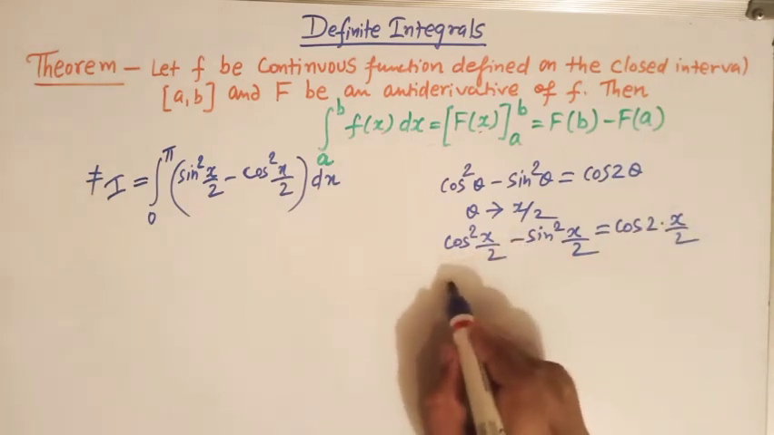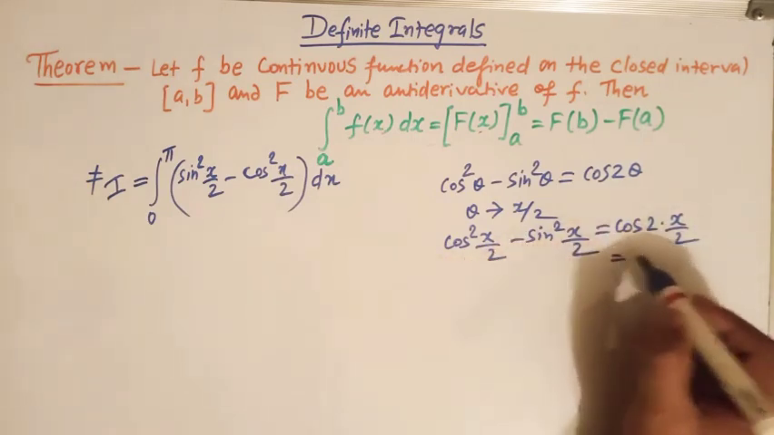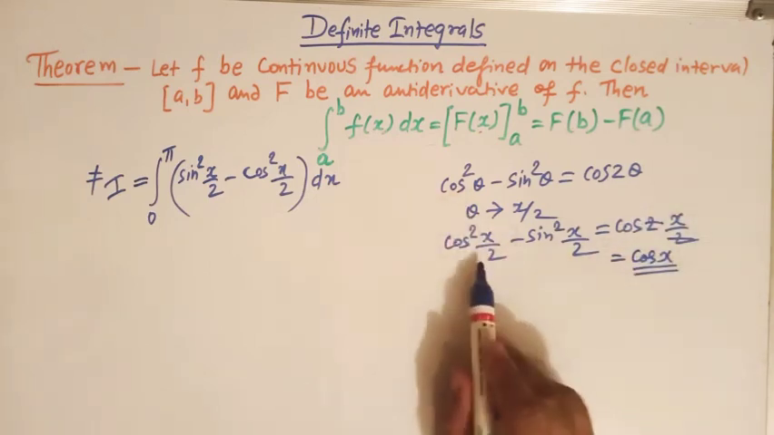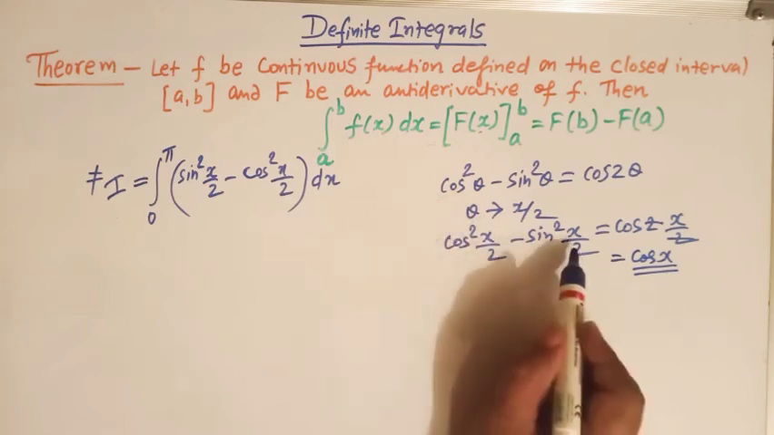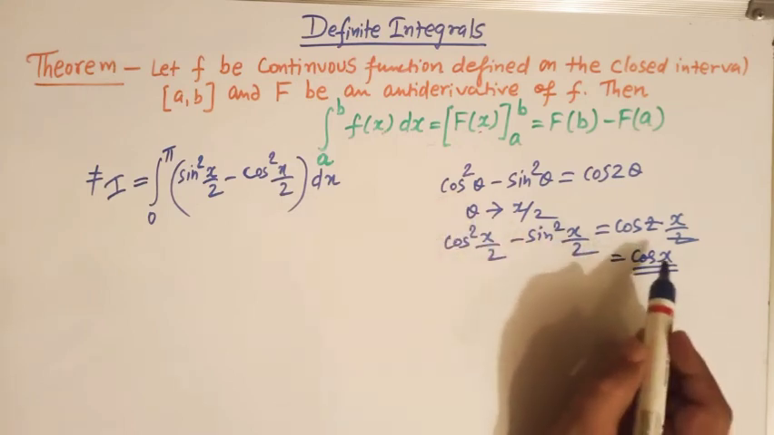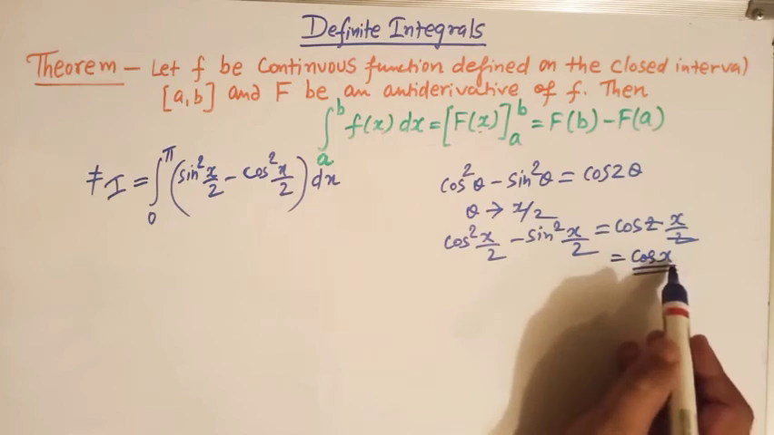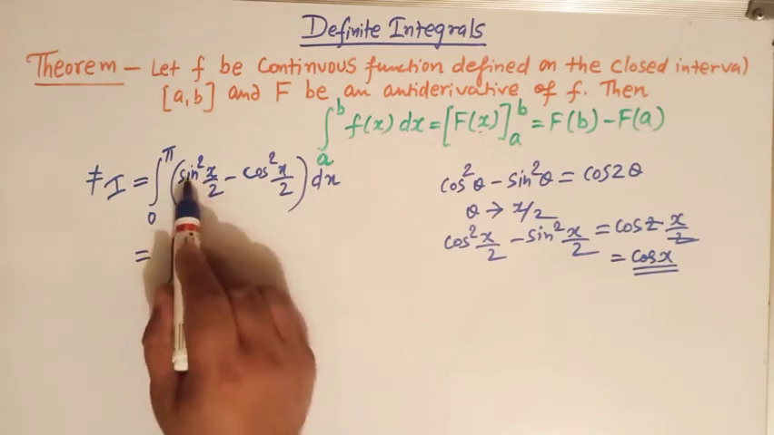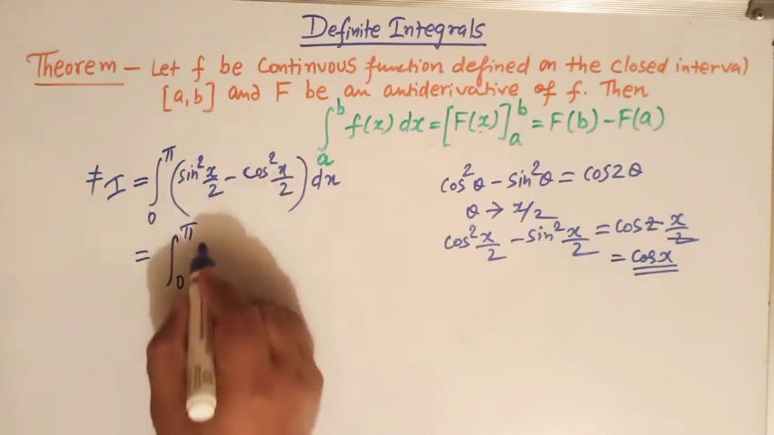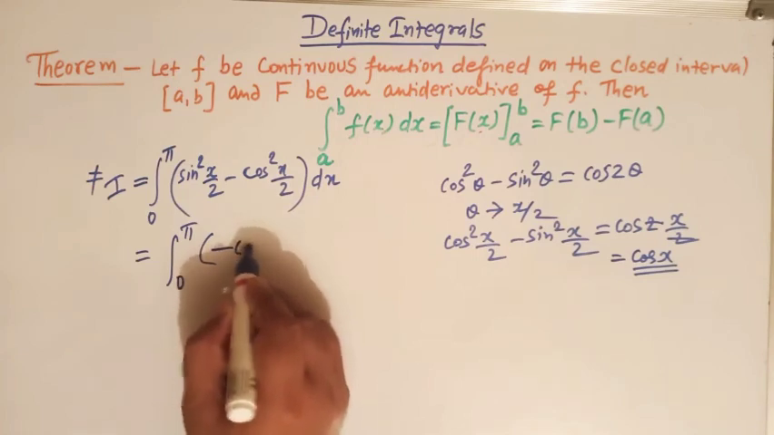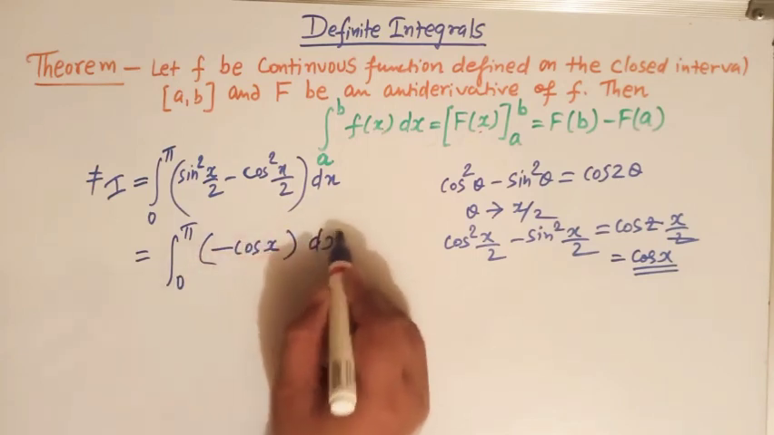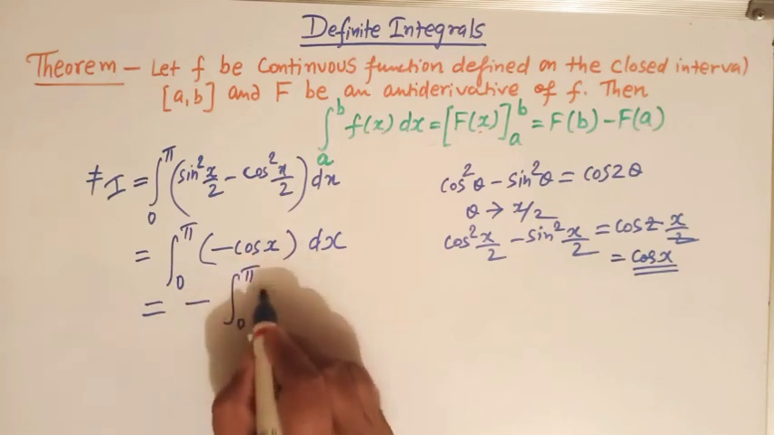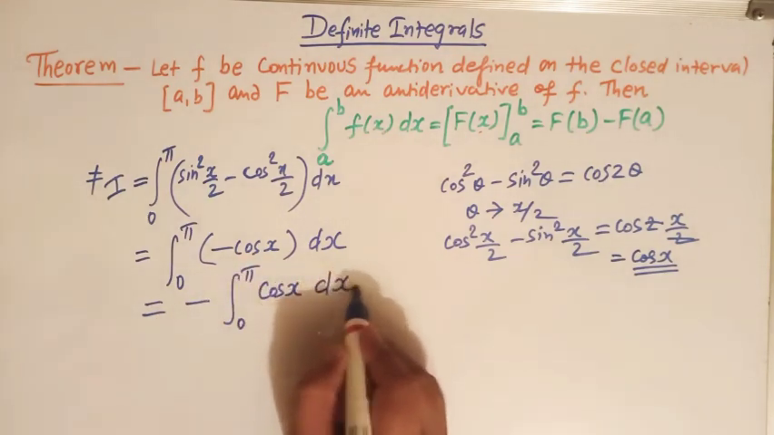Now this can be written as, 2 and 2 get cancelled, so we are left with cos x. So this is the half angle formula for cosine of x, right? So here we have 0 to pi. Now sine square x by 2 minus cos square x by 2 is simply minus of cosine of x, right? So this can be written as minus, this is 0 to pi cos x dx.